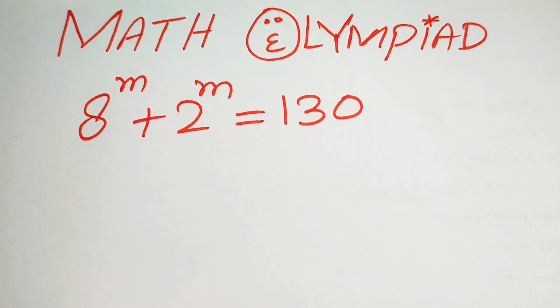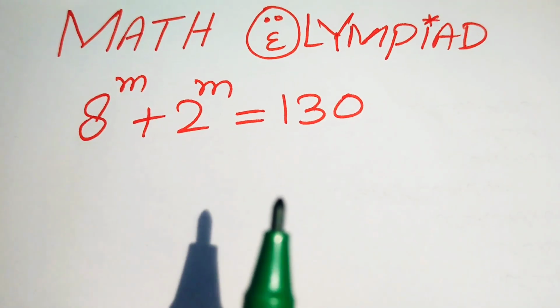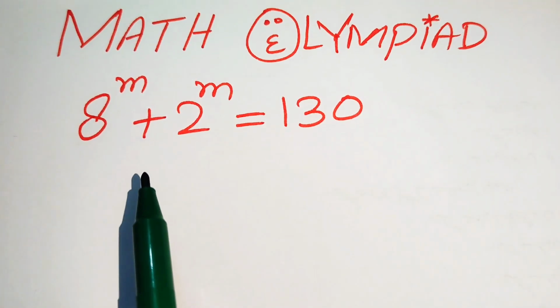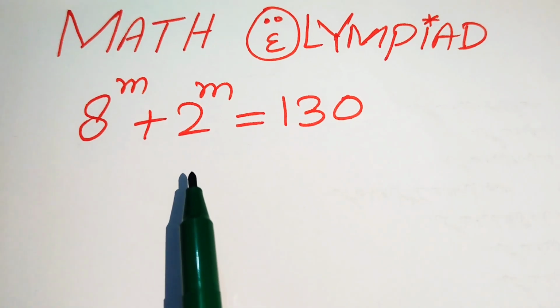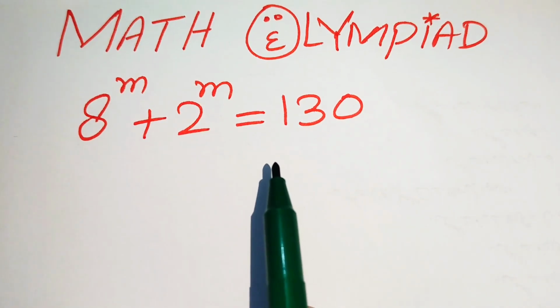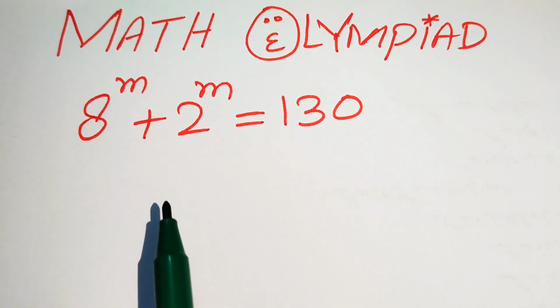Hello everyone, welcome to solve this math Olympiad algebra problem. Here we have 8 to the power of m plus 2 to the power of m equals 130, and we solve this problem for the values of m.